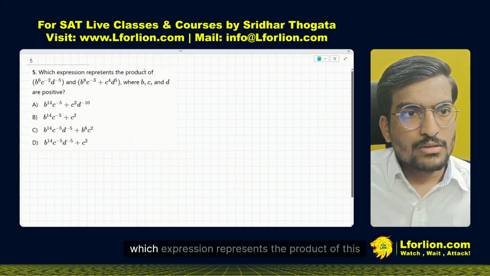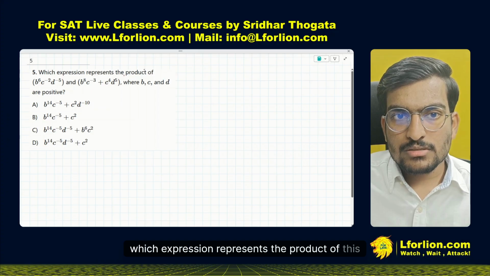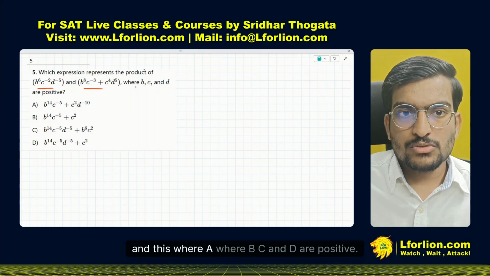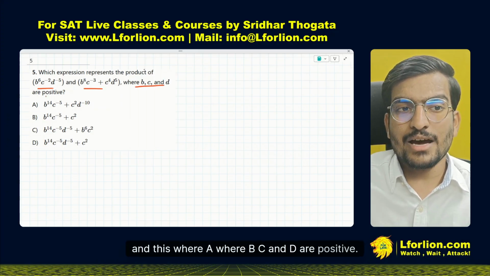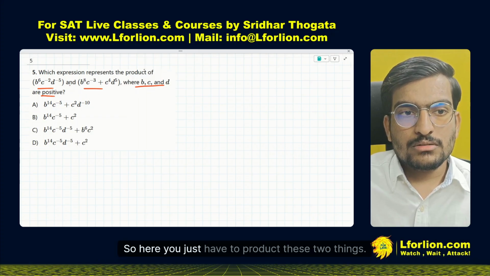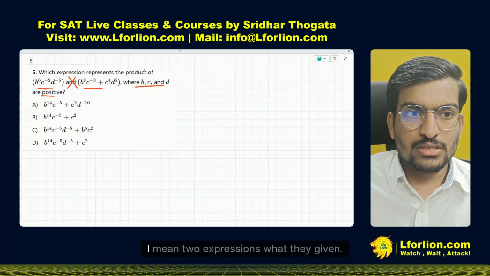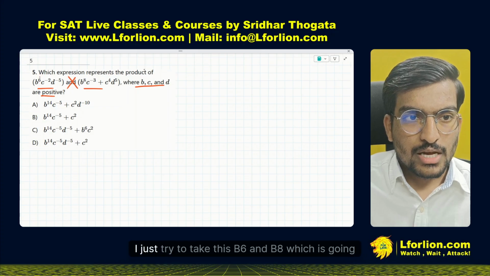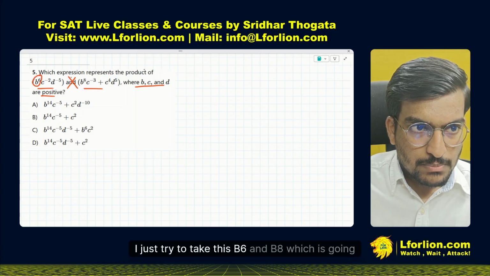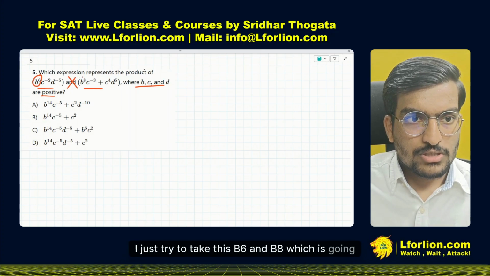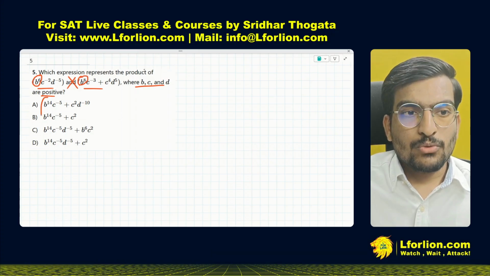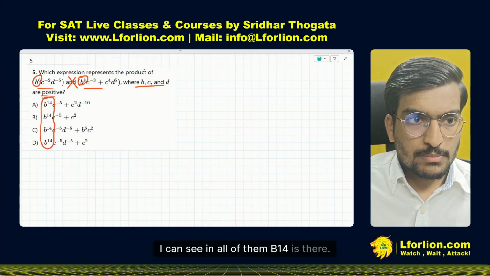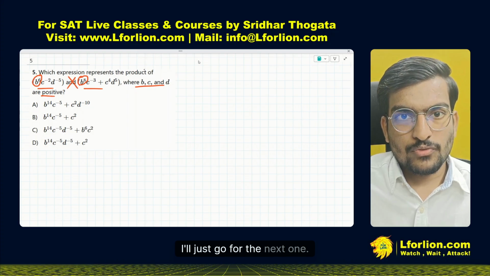Which expression represents the product of these two where b, c and d are positive? So here you just have to take the product of these two expressions they've given. I'll take b power 6 and b power 8, which is going to be b power 14. I can see in all of them b power 14 is there. Fine, I'll go for the next one now.